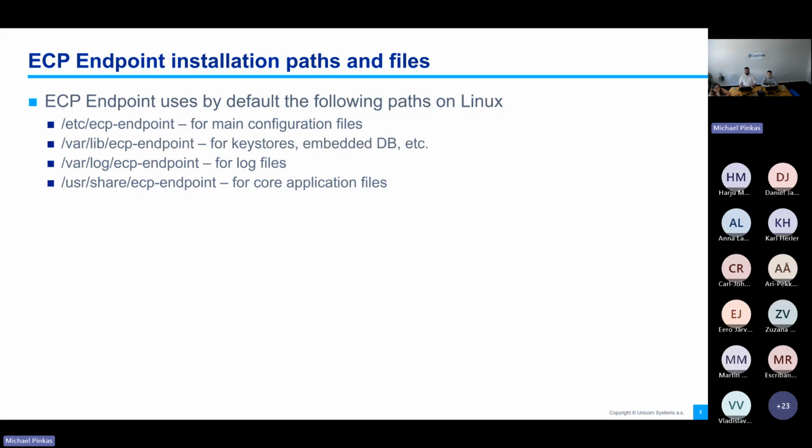So you can find by default the embedded database, the DRP database, and also the AUT keystore and key store placed there. The /usr/share/ecp-endpoint is for the application files, the core application files, and that is the Tomcat that is running the ECP endpoint, together with the /var/.../exploded folder.